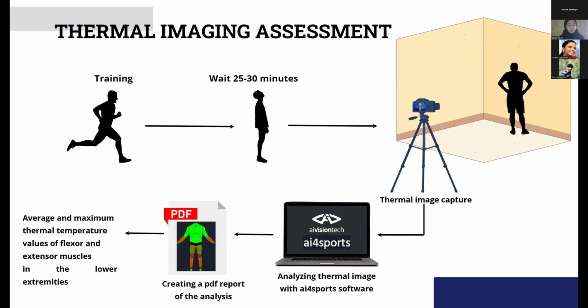All thermal assessments were performed using AI for Sports from AI Vision Tech, an advanced AI-powered thermal imaging system. This software allows us to automatically identify and assess muscle areas, detecting signs of fatigue or potential injury. The AI for Sports system uses machine learning algorithms to accurately process these thermal images, providing early indicators of muscle issues that are important for injury prevention and overall athlete health.